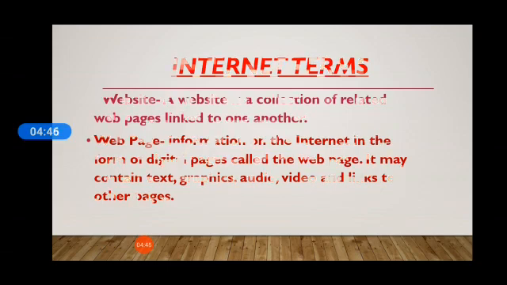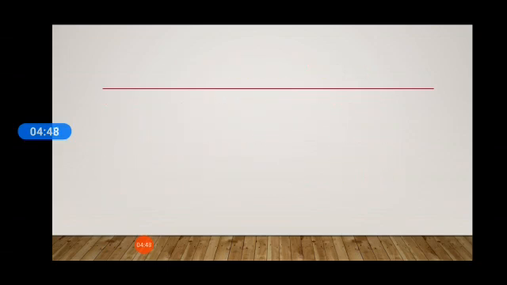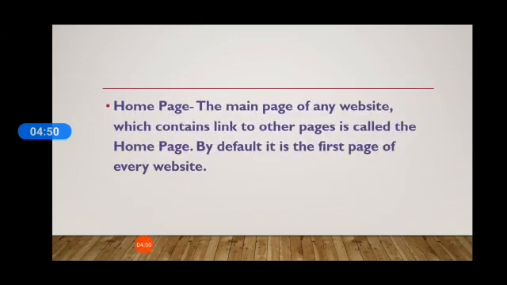Now, let's see the next term which we are using for the internet, that is home page. Children, the main page of any website which contains links to the other pages is called the home page, or we can say the first page of any website is called the home page, and by default it is the first page of every website.